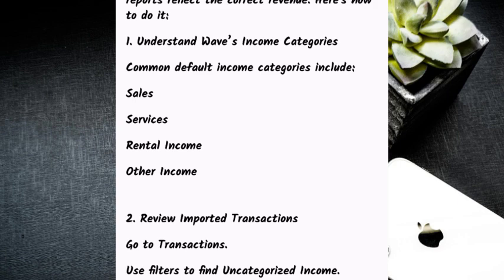First step, understand Wave's income categories. Now, some common default income categories include sales, services, rental income, and other incomes. So these are the available ones that you can use when categorizing.